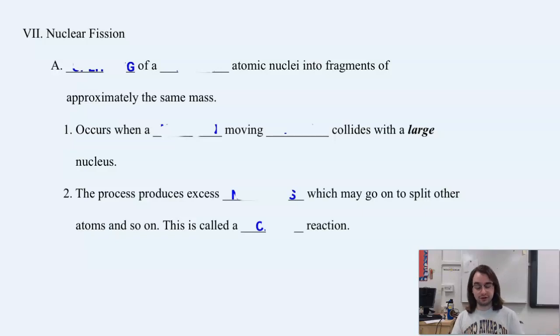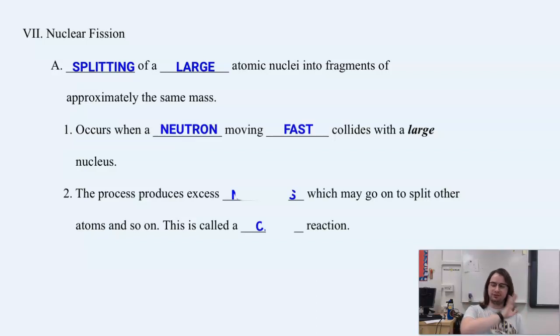Understand that nuclear fission involves the splitting of a large atomic nucleus into fragments of approximately the same size. This occurs when a neutron is flying towards a larger particle, and when that neutron collides with that particle, the particle shatters into other neutrons and other particles. This makes these other neutrons fly out and collide with other particles and do the same thing, and it just keeps going and going. It's almost like dominoes, and this is called a chain reaction.